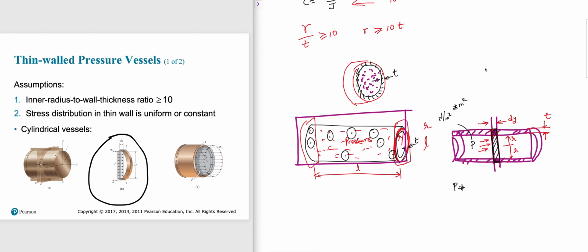That cross section area would be length times width. So the total length will be 2r plus 2t, isn't it? Times dy. Because there is a t here, there is another thickness here. So this is 2t and 2r. So this is the total force acting on that cross section.